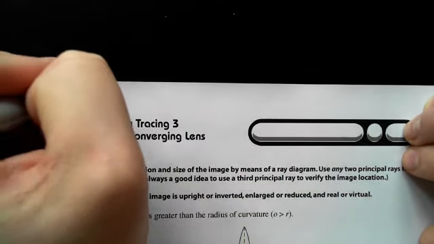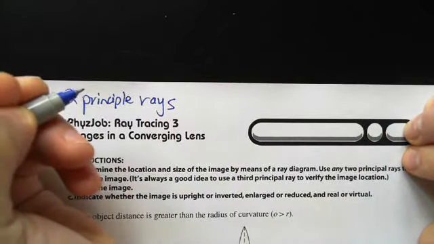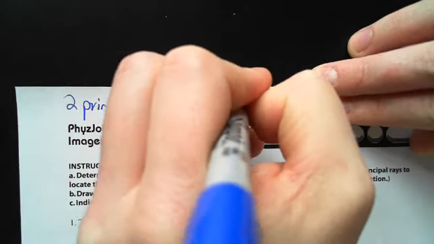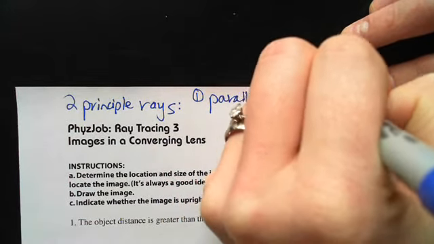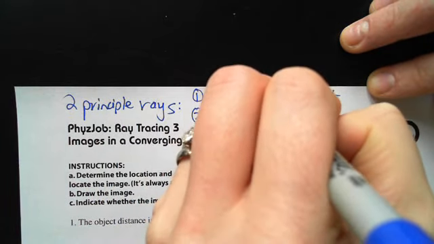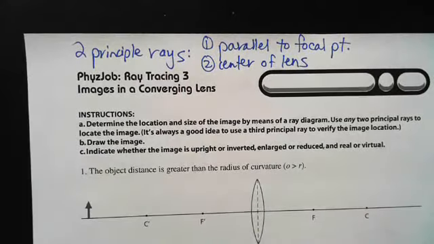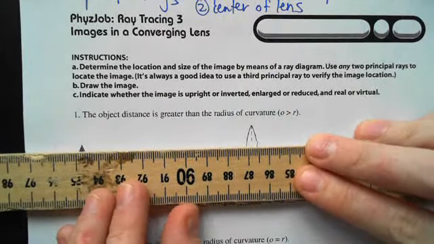And for lenses, the two principal rays, in order to know where your image is, are going to be parallel to focus, or to your focal point, and center of lens. Those are going to be your two principal rays in which you can find any image at all. So what we're going to do is I'm going to take my trusty meter stick, because I don't own a ruler at my house. Don't ask me why I have a meter stick though.